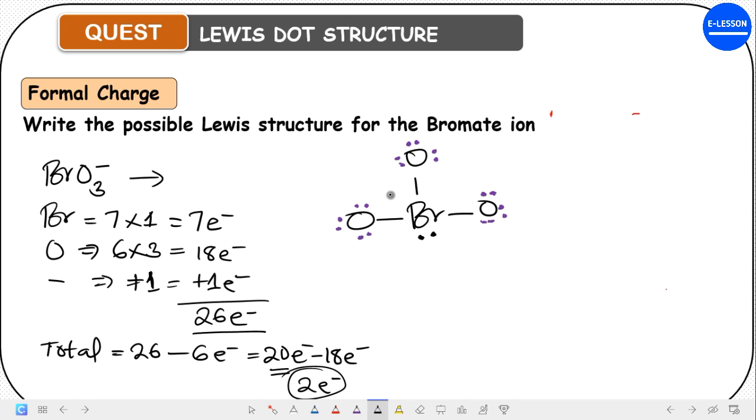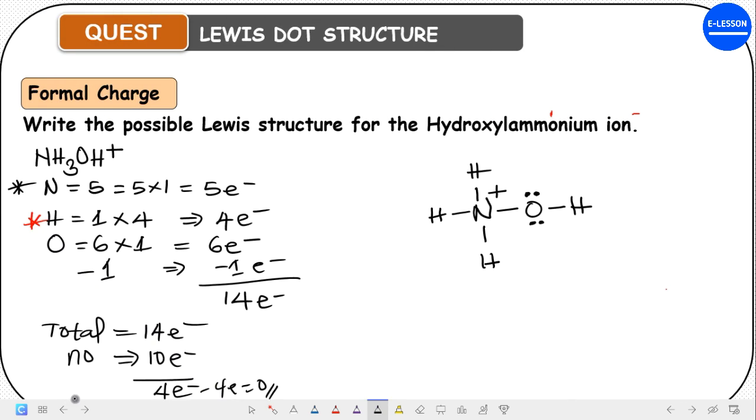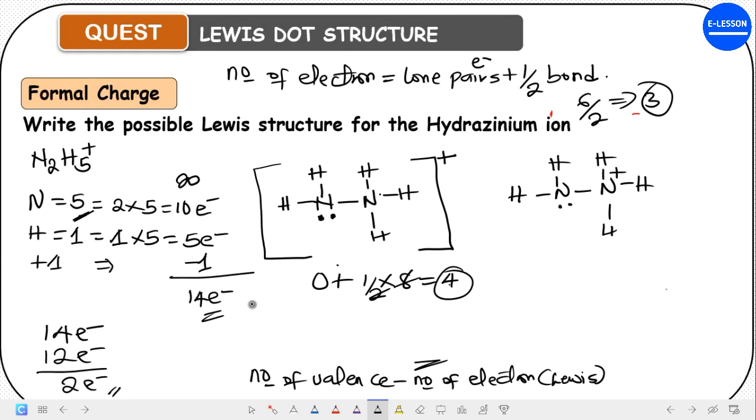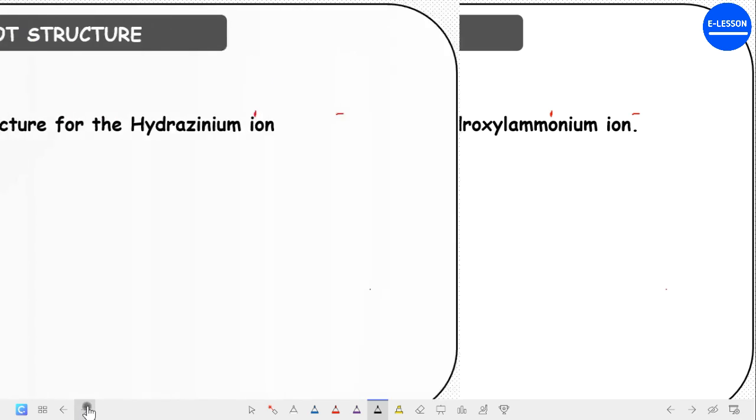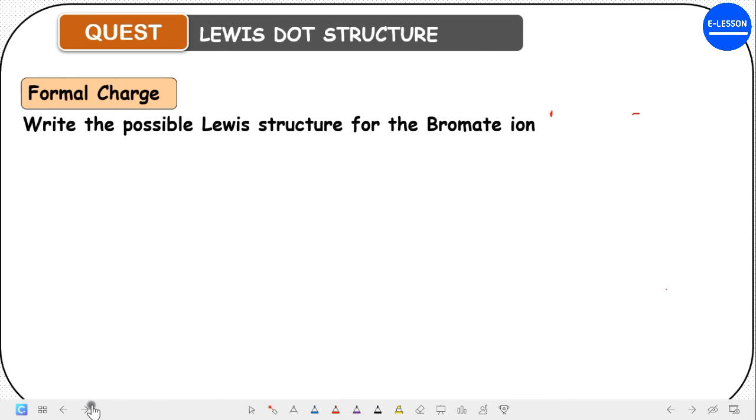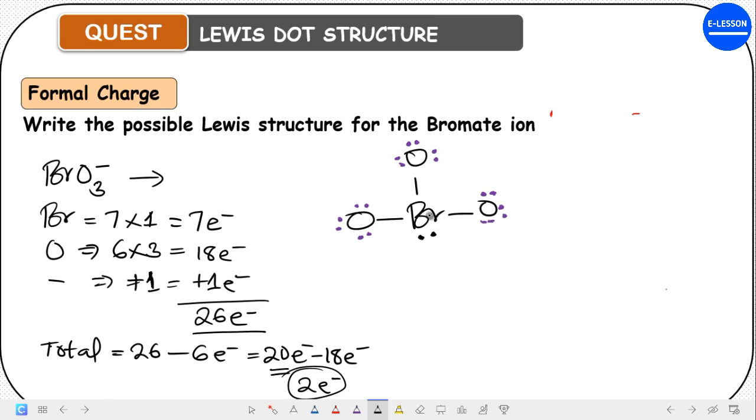But I told you that instead of going to learn about formal charge and confusing yourself, this is what you are expected to do. Recall that the most stable structure is the one in which the charge around the central atom is always what? 0. Is that okay? Now, bromine is the central atom, so the charge around bromine should be what? 0.